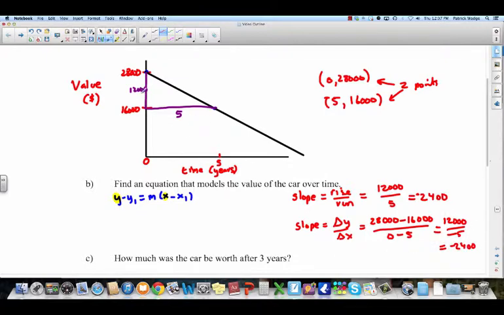So you can use the graph to do this if you want. You can use the 2 points to do this. Either way, you're going to get a slope of negative 2,400. Great. Now we're able to enter stuff into the equation here. So we put y. Now we need to use one of the points. Which one? You can use either one you want. Do you know which one's easier?